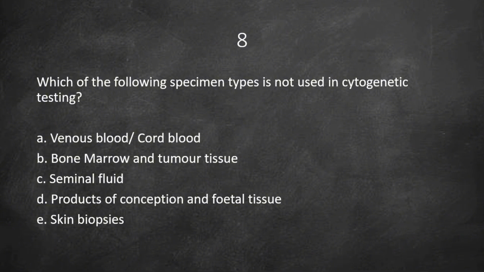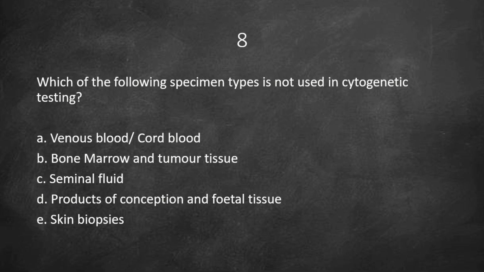skin biopsy. So cytogenic testing basically involves analyzing chromosomes in a cell from various tissues for diagnosis of genetic disorders, or for detecting chromosomal abnormalities, or for cancer. So we take some of these tissues and then we look at their chromosomes to detect any genetic disorder or cancer. So the question is asking which of these specimens is not used.